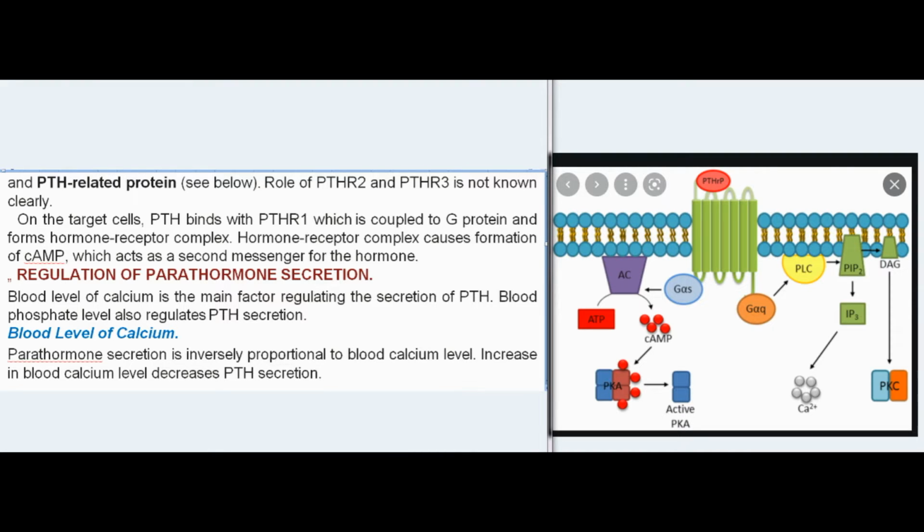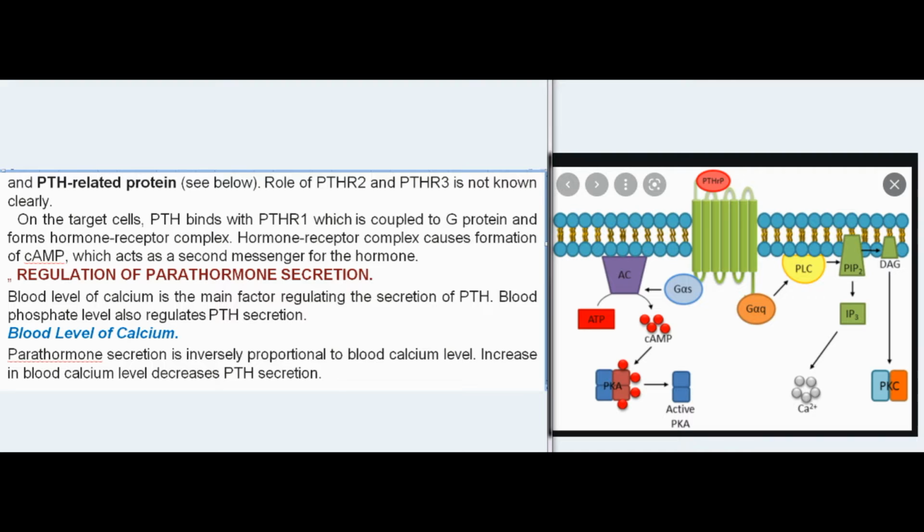On the target cells, PTH binds with PTHR1 which is coupled to G-protein and forms hormone receptor complex. Hormone receptor complex causes formation of cAMP, which acts as a second messenger for the hormone. Regulation of parathormone secretion. Blood level of calcium is the main factor regulating the secretion of PTH. Blood phosphate level also regulates PTH secretion.